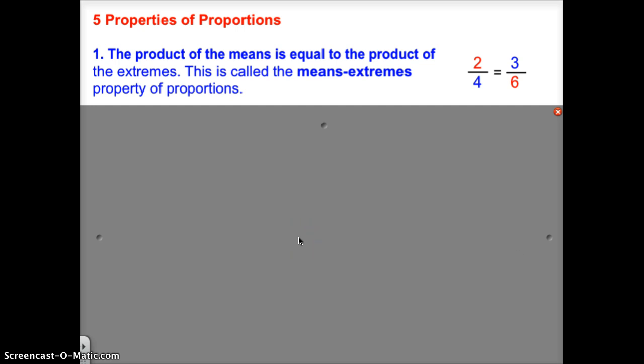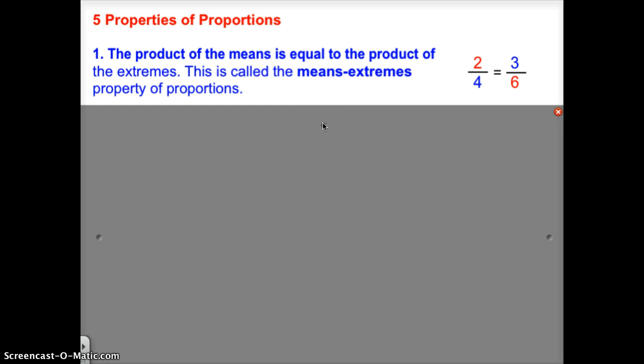The product of the means is equal to the product of the extremes. This is called the means extremes property. The one thing that we would call this normally is a cross product or cross multiplying, where 2 times 6 equals 4 times 3.